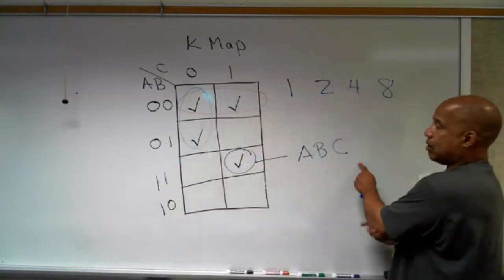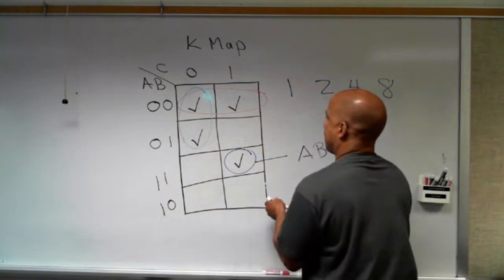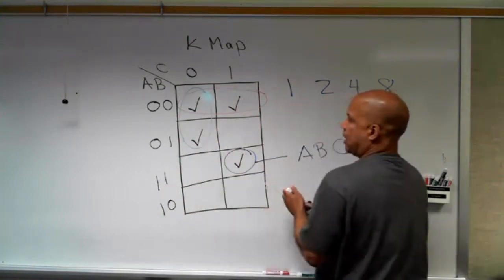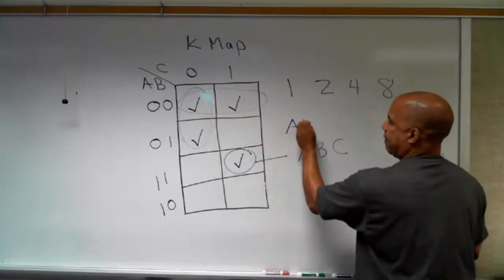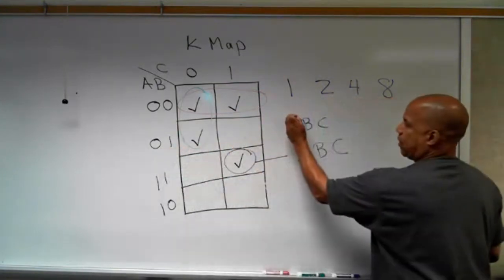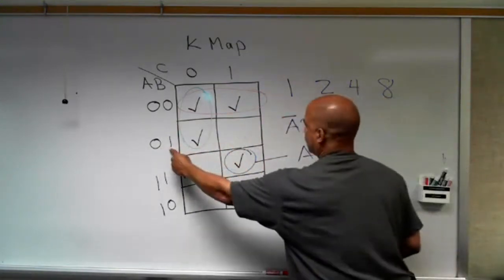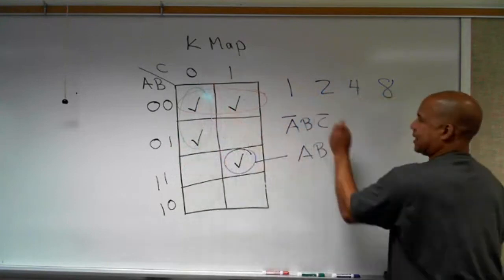So I leave these alone. But if I had put that check right here, or let's just look at this one. If I look at that one, then for this cell, I have A, B, C. A is a 0, so I'm going to knot it. B is a 1, so I'll leave it unknotted. But C is a 0, so I'm going to knot it.